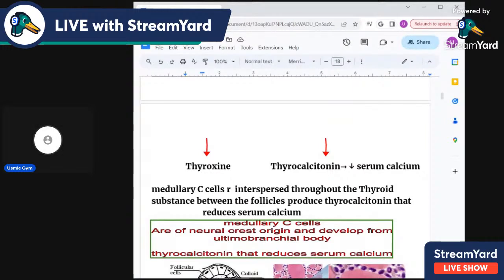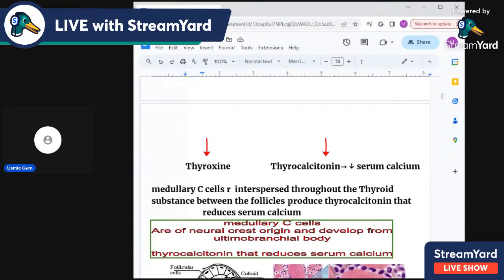As we were discussing about parathormone a few minutes ago, that causes increased serum calcium by increasing the activity of osteoclasts. Thyrocalcitonin is opposite to that, and it causes a decrease in serum calcium by withdrawing calcium from the blood, from the serum, and depositing it into the bone. How does it do that? It decreases the activity of the osteoclast and increases the activity of the osteoblast.